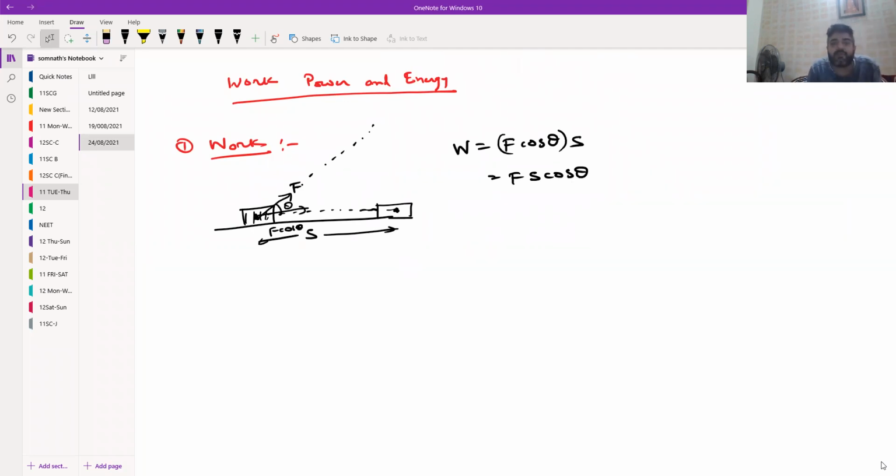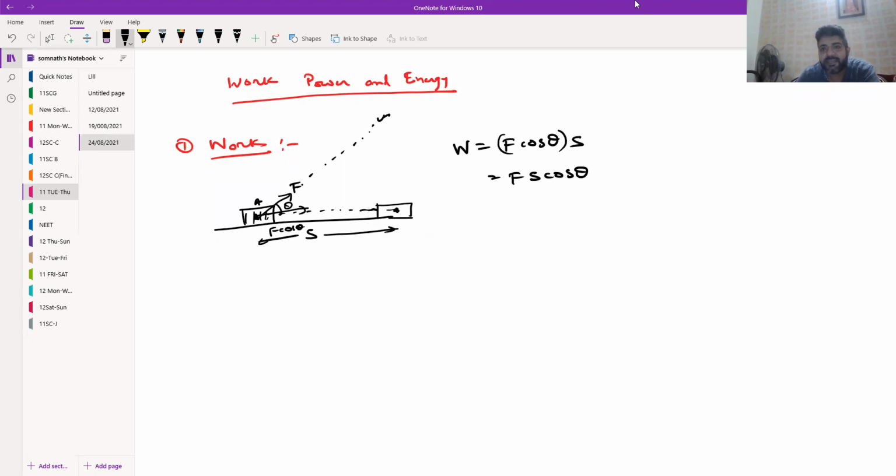Force is applied on the body, due to which the body moves some distance along the direction of the force. Like if we put a block here and apply the force here, the body is not moving in that direction, it is moving in this direction. So force along the displacement is F cos theta, into displacement. When a force is applied along the direction of displacement, Fs cos theta is the work done.